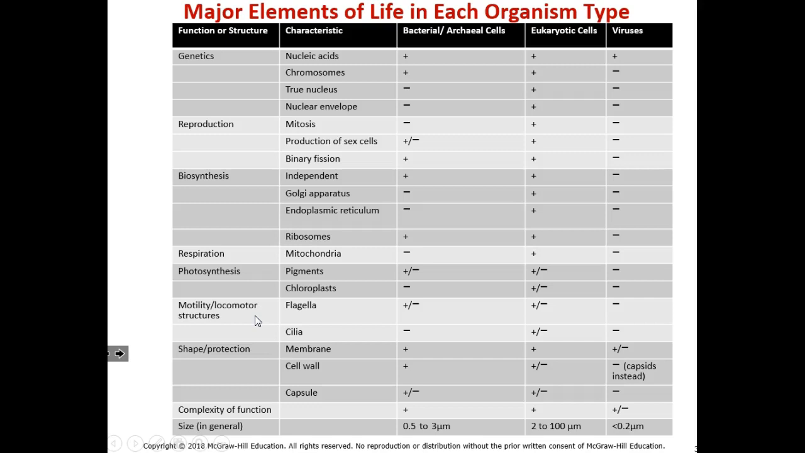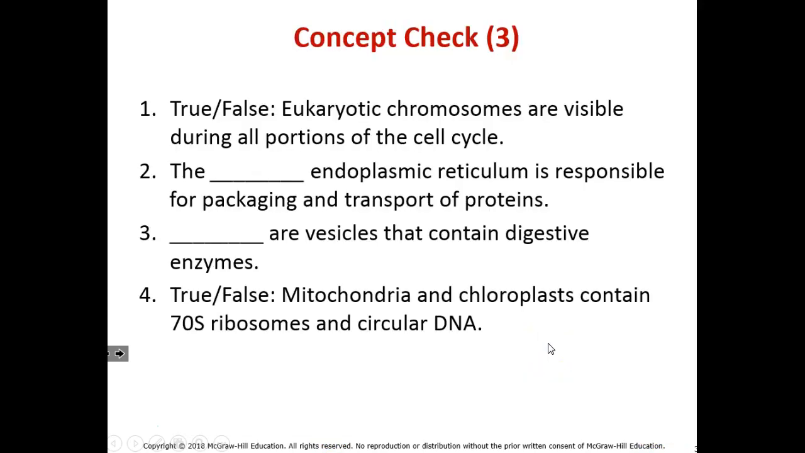What about pili? Do you remember the word pili? Okay. The transfer of genes during bacterial conjugation involves rigid tubular appendages called sex pili. Okay? Just by way of reminder. So now here in the eukaryotic cell, we only have the flagella and the cilia. Eukaryotic chromosomes are visible during all portions of the cell cycle? False. The blank endoplasmic reticulum is responsible for packaging and transport of proteins. Smooth, because the rough does what? What's on the rough endoplasmic reticulum? The ribosomes.